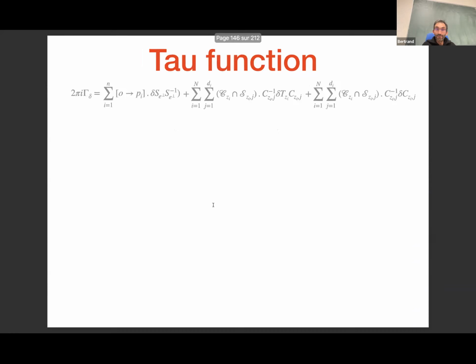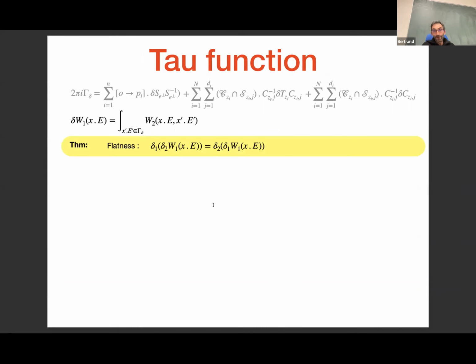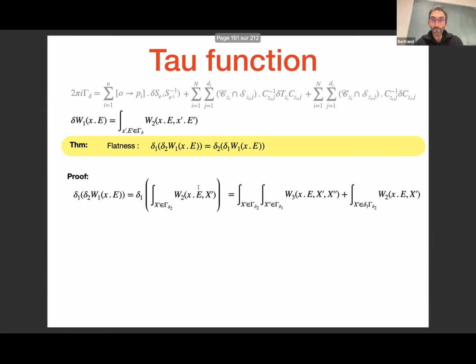Okay, let me go to the next slide. I just showed you that the deformation of W1 is W2. Now there is a result of flatness, which is that if you do two deformations of W1, it's independent of the order in which you did the deformation. Let me sketch the proof a little bit. When you compute delta 1 of delta 2 of W1, you're computing delta 1 of this integral of W2. And the deformation of W2 itself is an integral of W3.